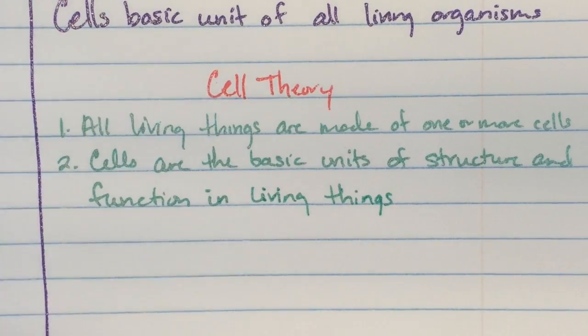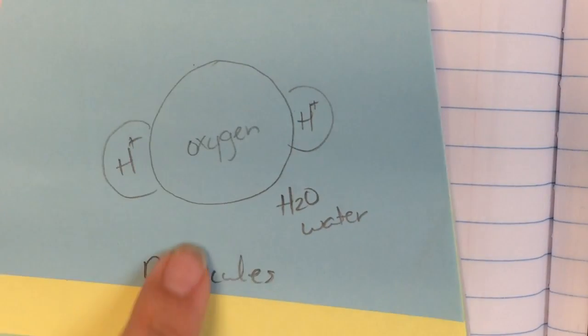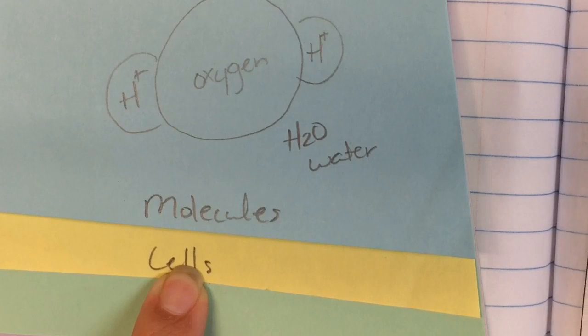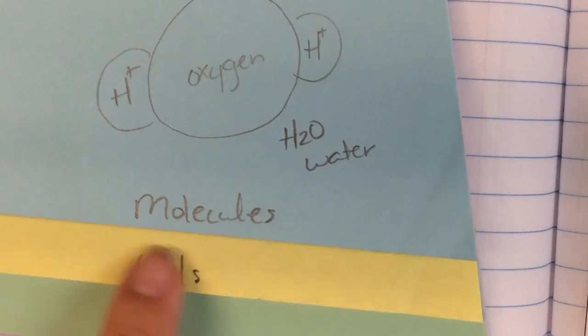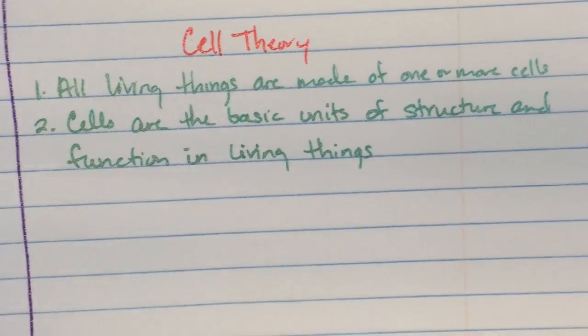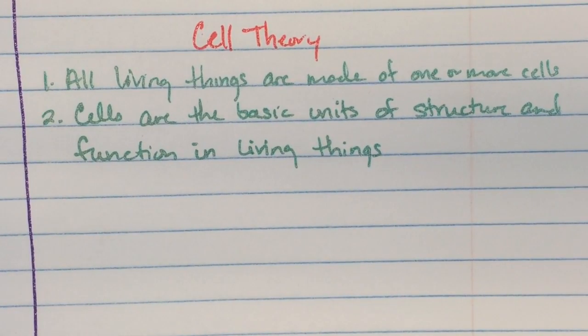A little while ago, you may have done a hierarchy chart where you had, I like to call it the rainbow pyramid, and you can see we have molecules, but the next level up is cells. And then you would have tissues, organs, organ systems, organelles, but if it wasn't for cells, you wouldn't be able to have any life at all. So cells are the basic units of structure and function in living things.